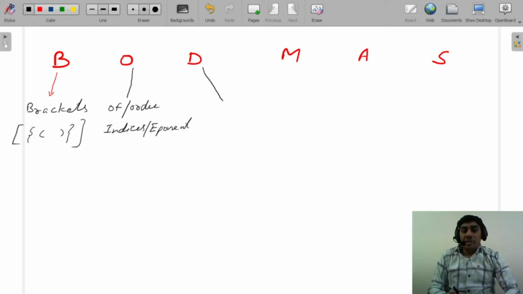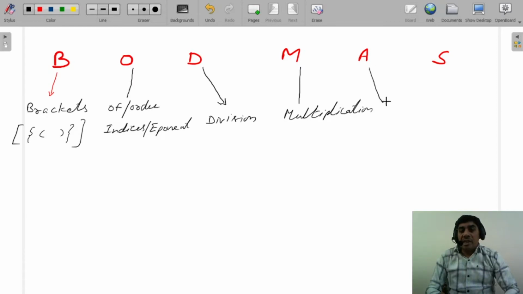D stands for division. M stands for multiplication. A stands for addition, and S stands for subtraction.